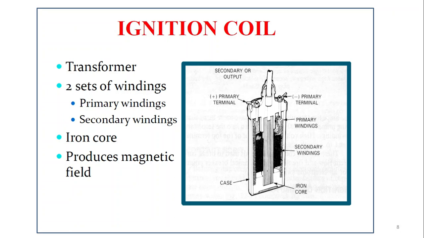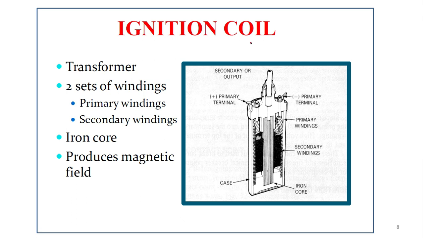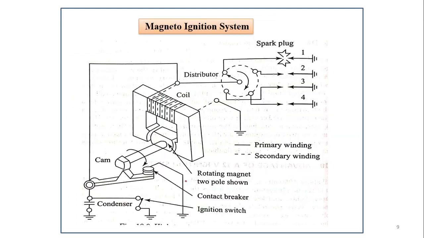So the basic ignition system we have already discussed. This is an ignition coil. It works as a transformer. There are basically two sets: first the primary winding, and second the secondary winding. The secondary winding has more number of turns, and an iron core is placed in the central position, and it produces a magnetic field. Now we'll go on to discuss the magneto ignition system.